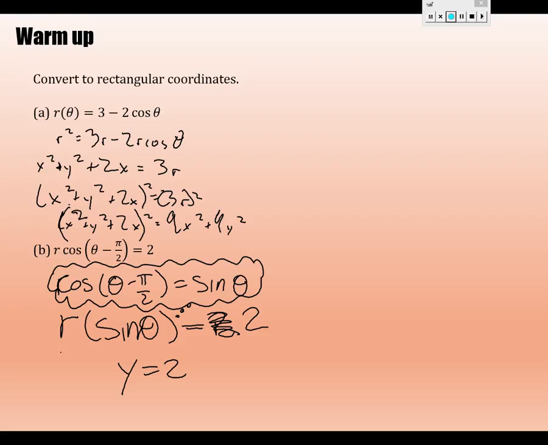Why is it actually okay though? I think you're close. Why doesn't it matter though? Cosine of negative theta is the same as cosine of theta, isn't it? Because cosine is even. It actually doesn't matter for cosine whether you have theta minus pi over 2 or pi over 2 minus theta in there.